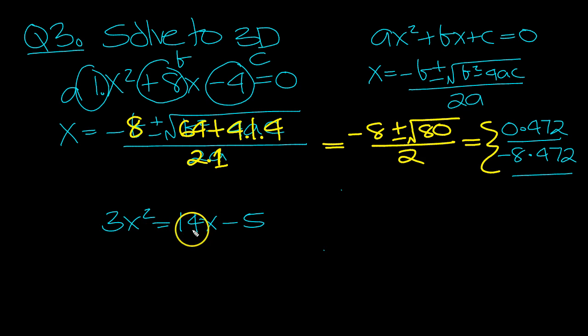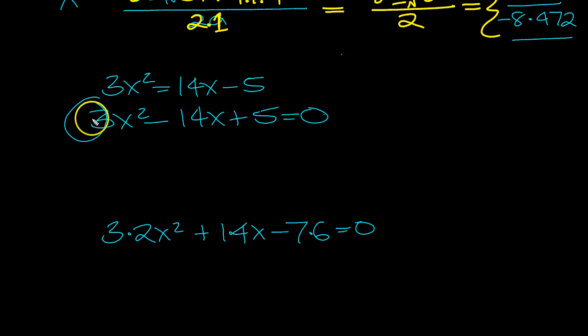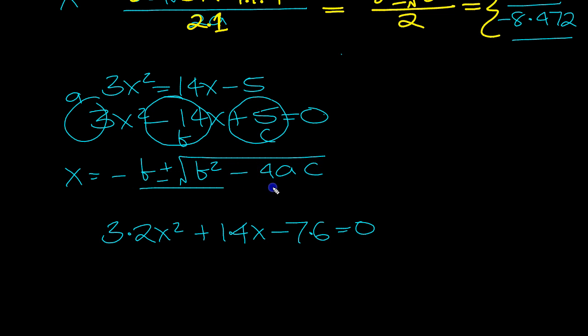This one now, well, we'll move this stuff over the same side. 3x squared minus 14x plus 5 then equals 0. So circle the A, B and C. Oops, there's A. Here's B and here's C. So x is equal to minus b plus or minus the square root of b squared minus 4ac all over 2a.